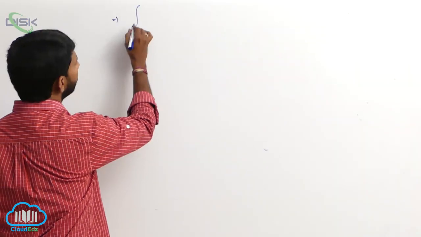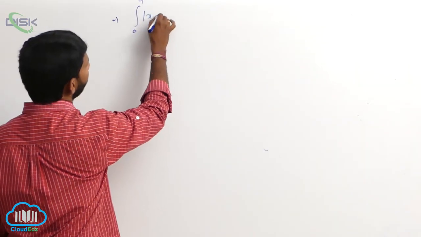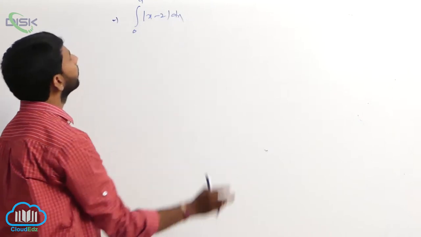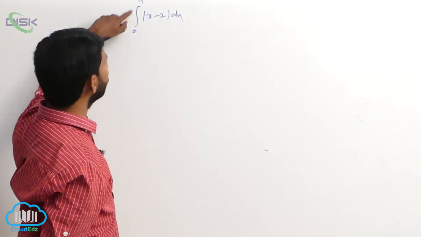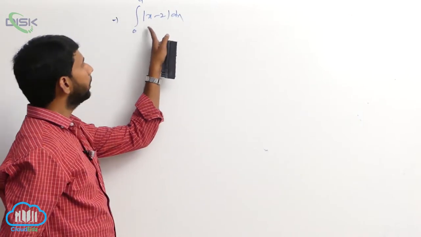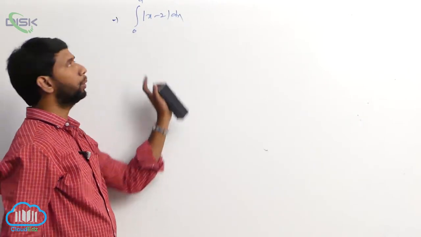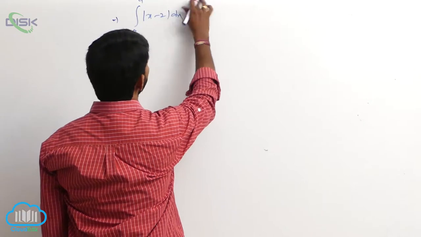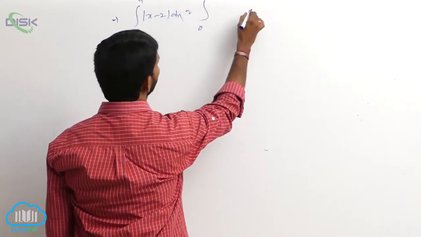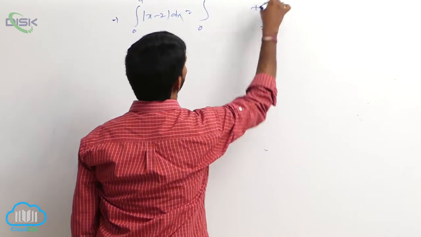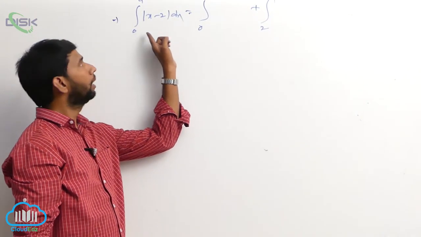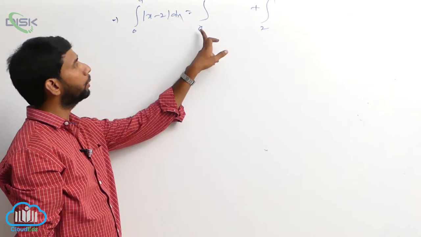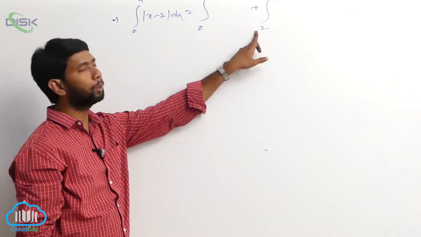And next one, integral from 0 to 4 of mod of x minus 2 dx. In the interval 0 to 4, the function value of x minus 2 is 0 when x equals 2. The integral is split into two parts, that is 0 to 2 plus 2 to 4, where the function mod of x minus 2 equals 0, at that value the integration is split into two parts, 0 to 2 and 2 to 4.